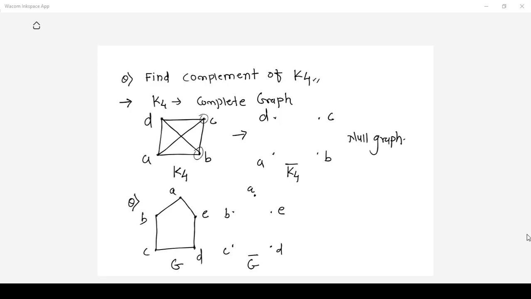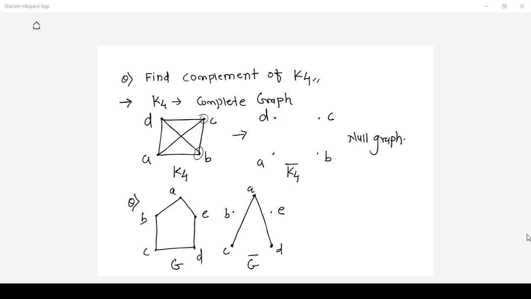Now edges which are not adjacent in the given graph become adjacent in its complement. So I should have the edges like A to C. Edge is not there in the given graph, so it will be there in its complement. A to D edge is also not there, so I'll add in its complement.